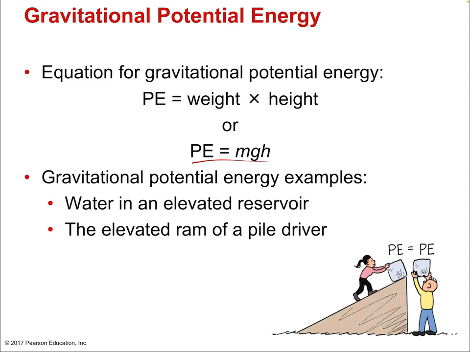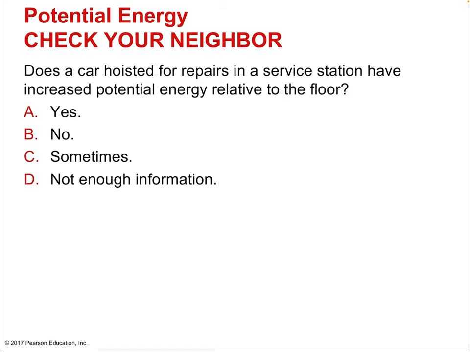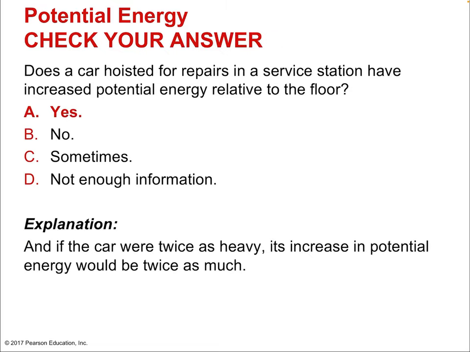Gravitational potential energy examples. Water in an elevated reservoir: you've pumped the water up there, it has a bunch of potential energy now, mgh. The elevated ram of a pile driver, mgh. Does a car hoisted for repairs in a service station have increased potential energy relative to the floor when you lift it up? Absolutely.